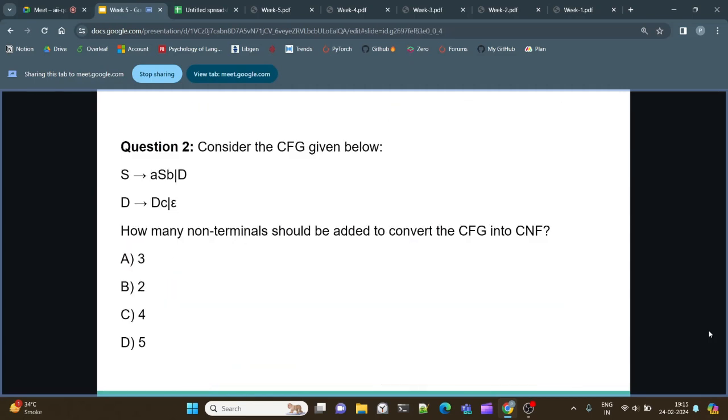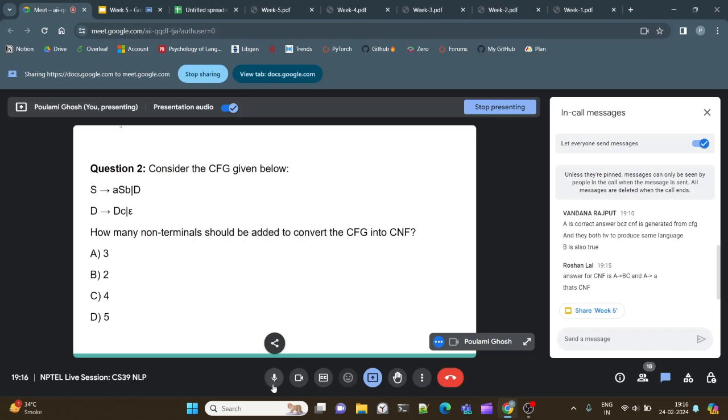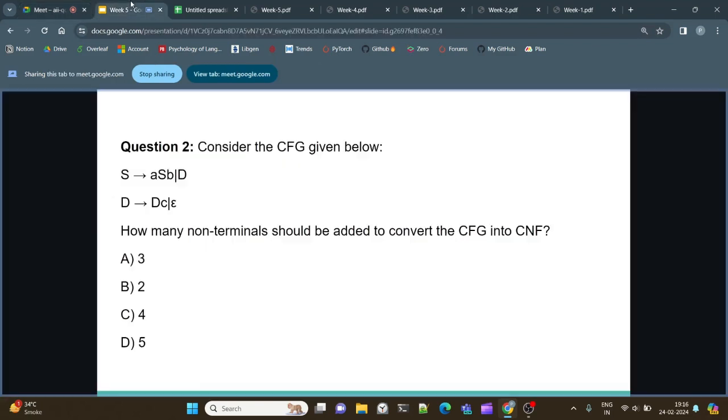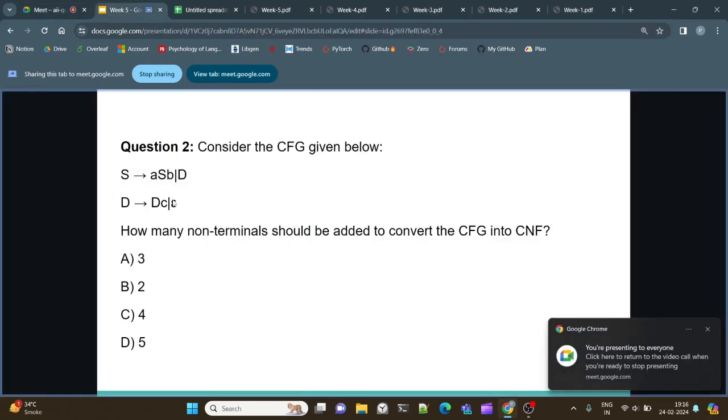So this is the second problem. We are given a context-free grammar, and we have to answer how many non-terminals should be added to convert the context-free grammar to its corresponding Chomsky normal form. This can take a few minutes, so please try all the steps and post your answer. Then we'll go step by step and finally solve it as well. We have the respective grammar to be referenced. For this problem, only two production rules are given, and you have to solve it on the basis of these.